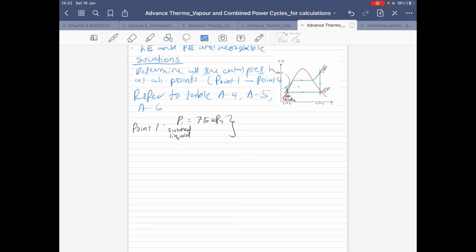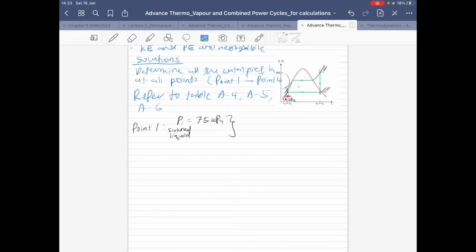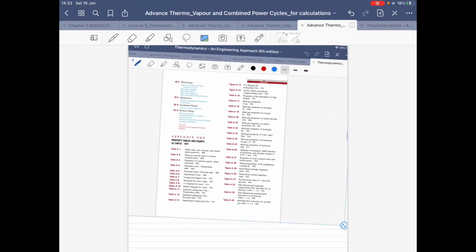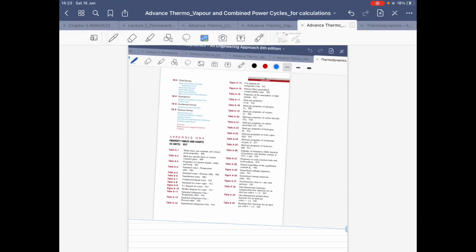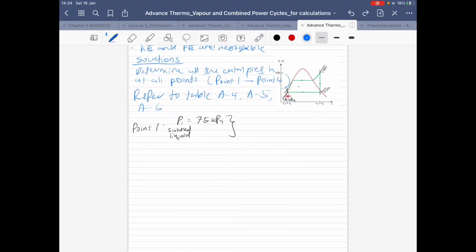So I already extracted it from the textbook. So before that, if you look at the textbook, how can we get the table? You look at the table from the textbook. Kalau you ada textbook, you tengok dekat belakang ni ada appendix 1, table A1, 2, 3, 4 ni kan, 5, 6. Then we bring in table 75 kilopascal, so saturated liquid.